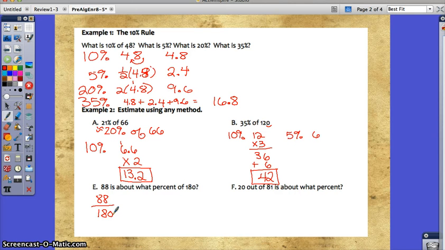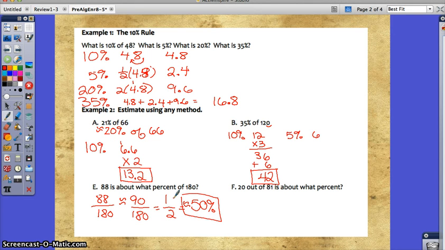Well, this is a good one to maybe round it down, to get a compatible number. 88 out of 180 is not very easy to reduce, but this is going to be about 90 out of 180, which is a great number to work with because we can reduce those both by 90 and get 1/2. So what percent would that be? It's about 50%. And you can put the about symbols if you want.